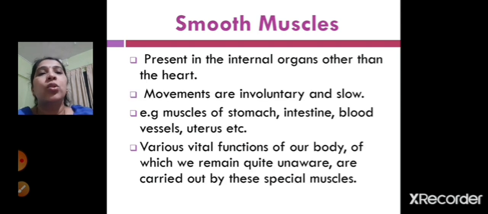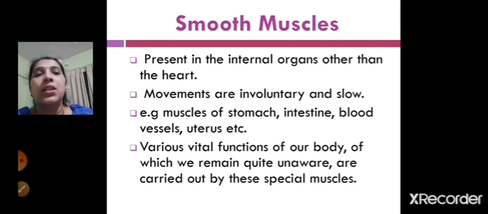Next is the smooth muscles. Smooth muscles are present in the internal organs other than the heart. These movements are involuntary and they are slow. The smooth muscles also do not depend upon our will. For example, the muscles of the stomach, intestine, blood vessels, uterus, etc. So various vital functions of our body, of which we remain quite unaware, are carried out by these special muscles.